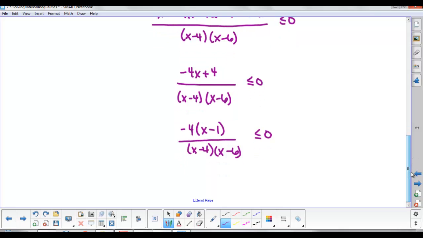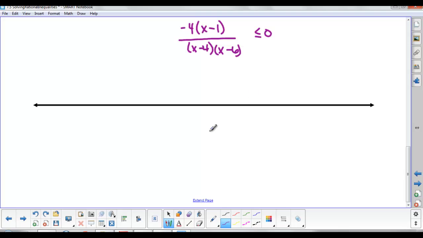Okay, so at this point we are fully simplified and fully factored, so this is the point where we will put in our sign line. Okay, so any x-intercepts, so taking a look in the numerator, I see that 1 would be our x-intercept, and our vertical asymptotes, we can clearly see when x equals 4 and when x equals 6. So there are actually going to be 4 intervals for us to check.